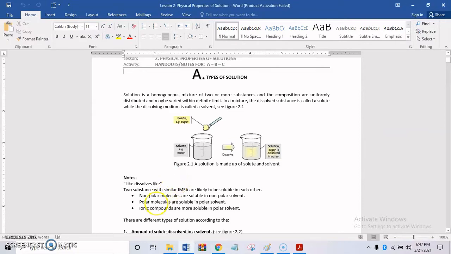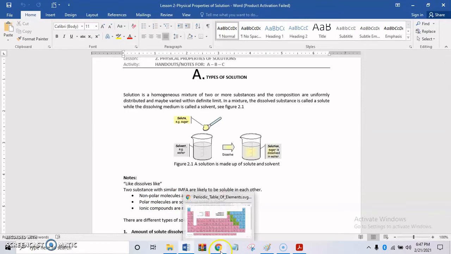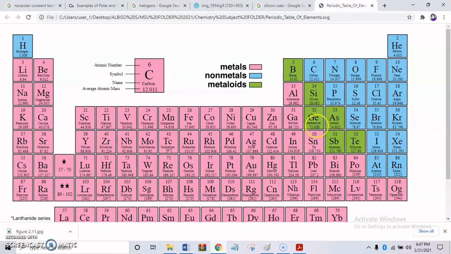And then, polar molecules are soluble in polar solvents. Polar molecules usually contain carbon, but the polarity or the power of the polar will fall on the electronegativity of the element. Oxygen is an electronegative element. Nitrogen also. Phosphorus, sulfur, selenium, and the halogens.